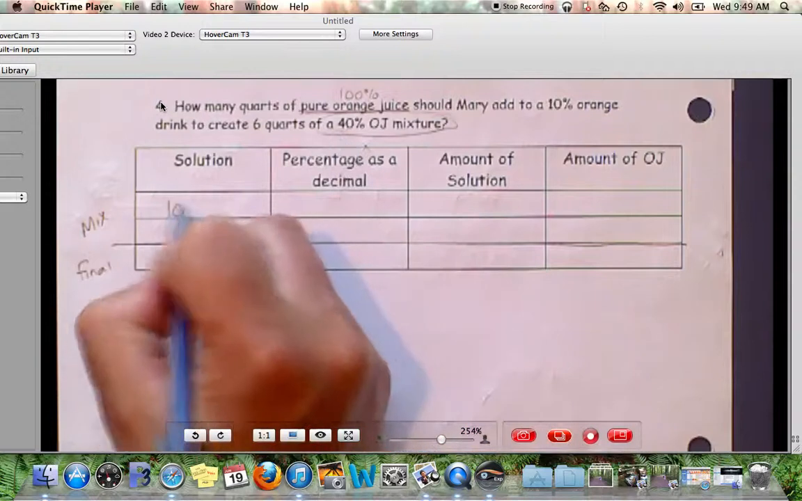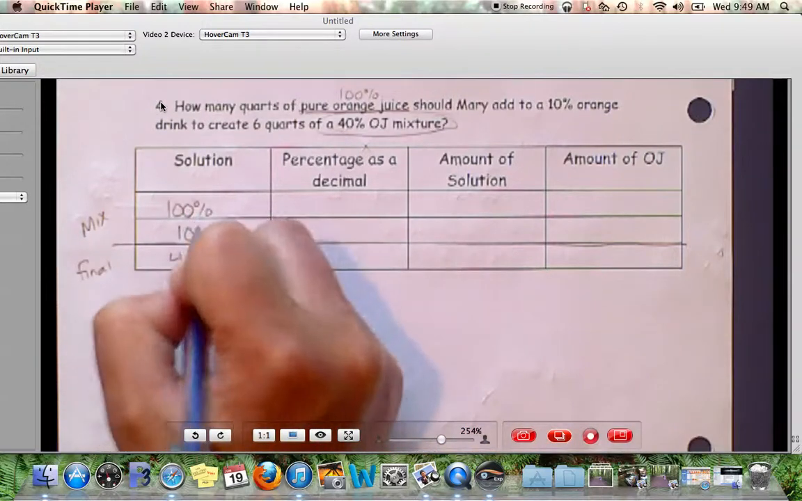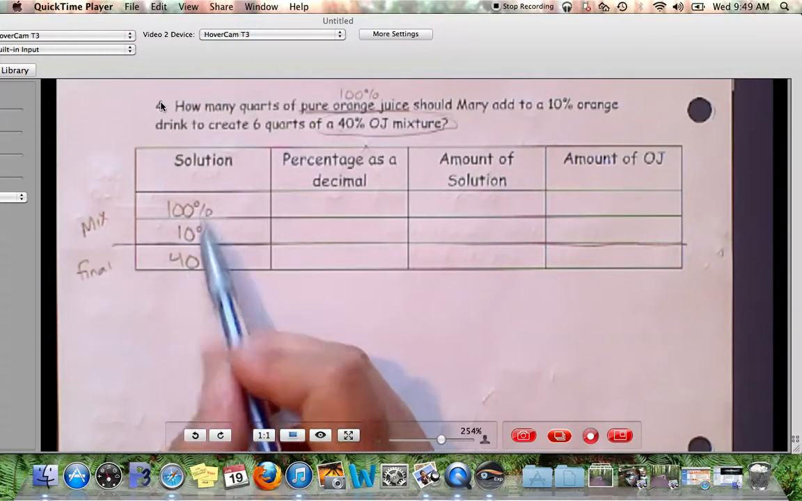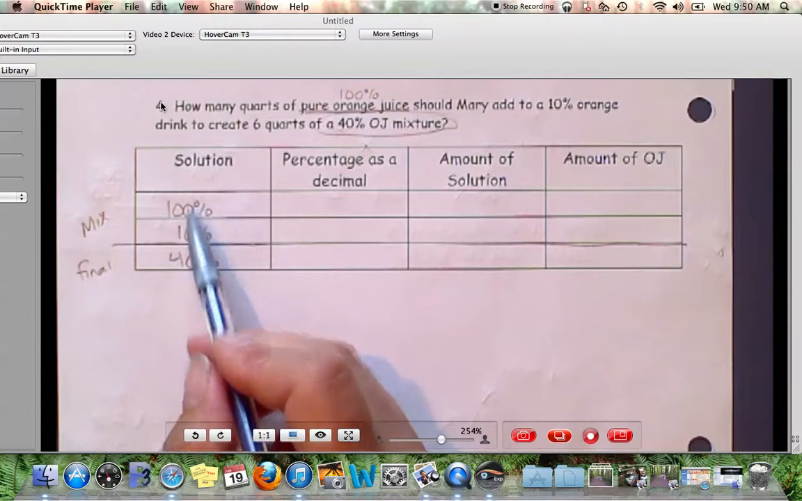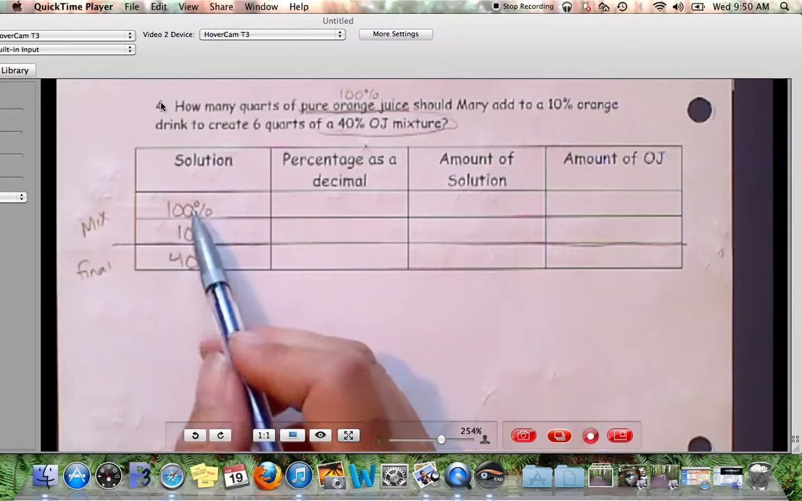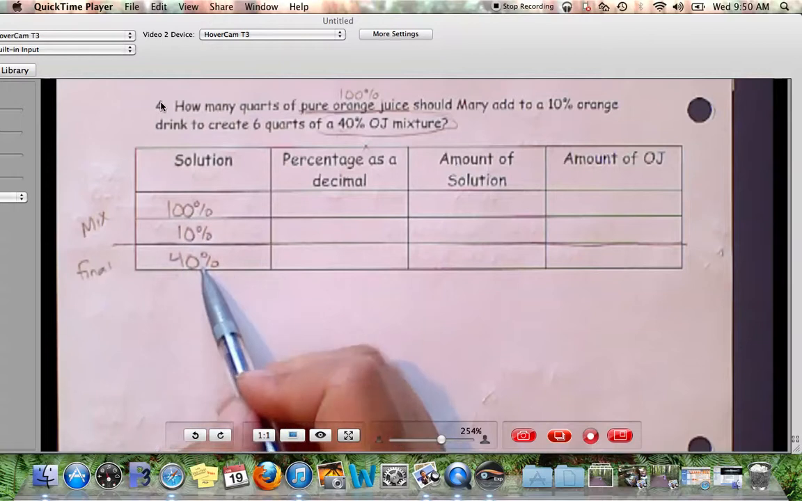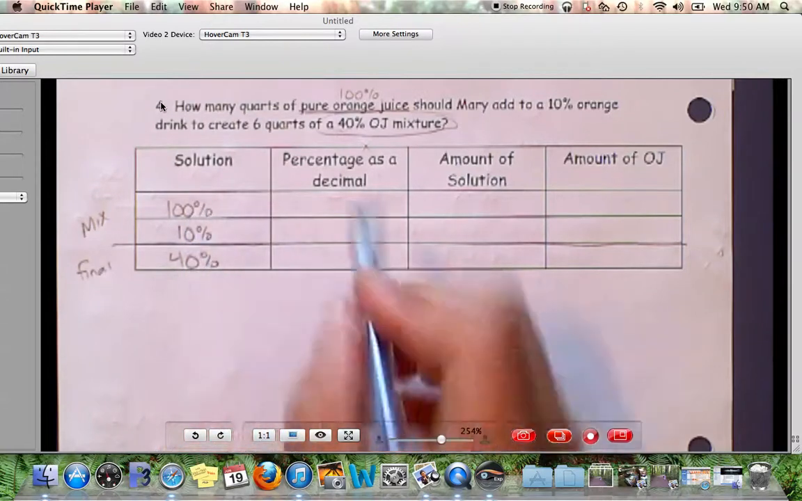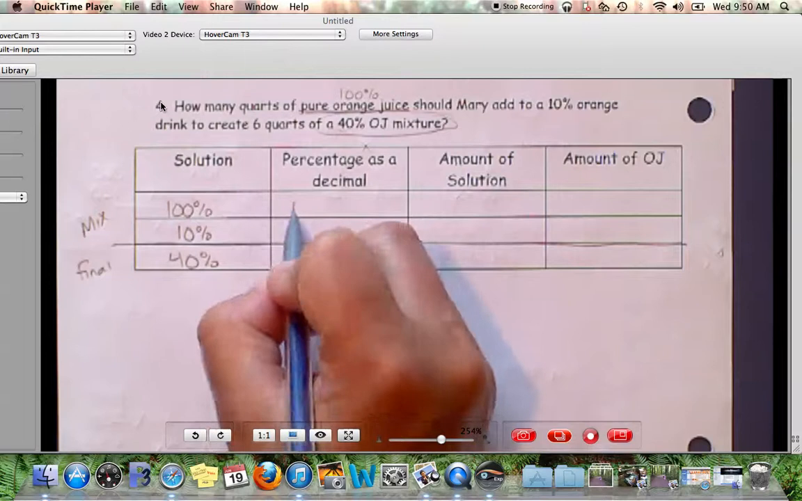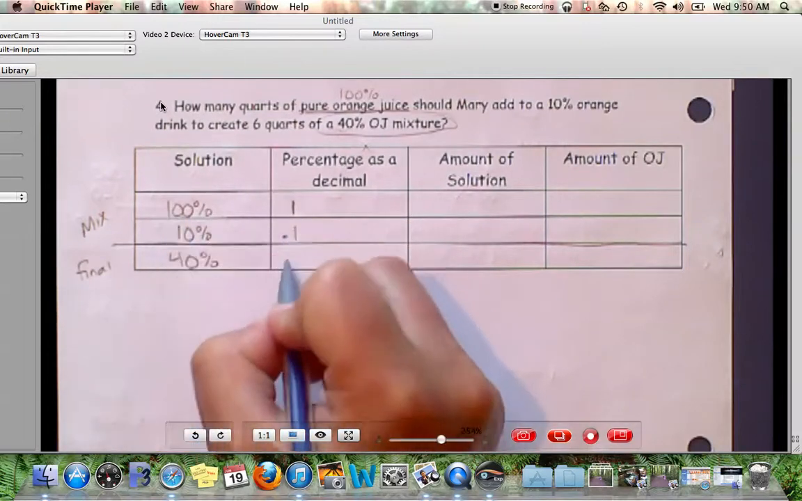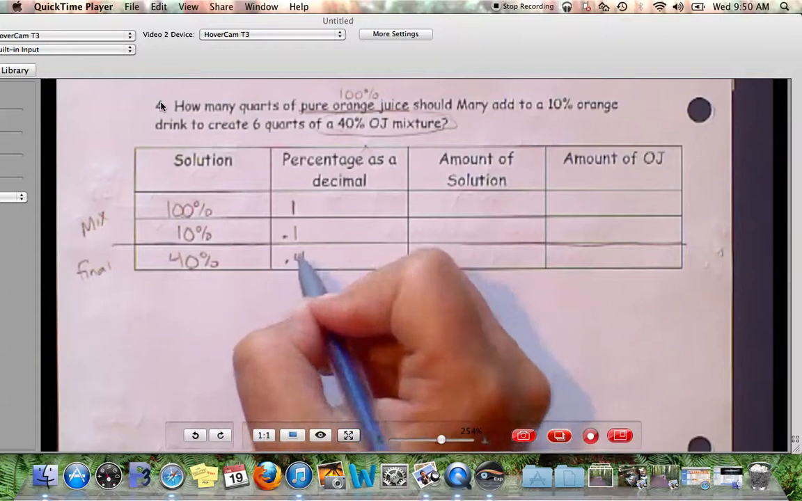So here's your high, here's your low. We'll mix a high and a low to get a medium, always. A medium's always got to be the final because you can't mix a high and a medium to get a low. You can't mix a medium and a low to get a high. You've got to mix the high and the low to get a medium. Change those to percentages, which makes this 1 because we move the decimal twice to the left. This is 0.1 and 0.4.